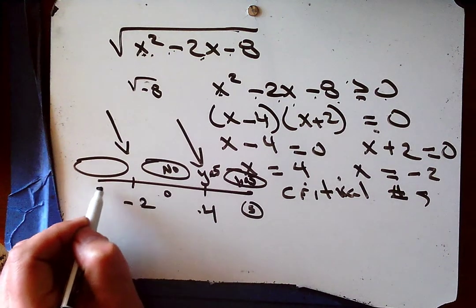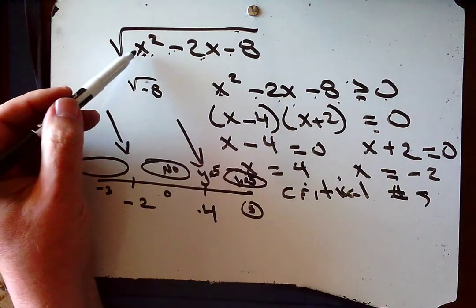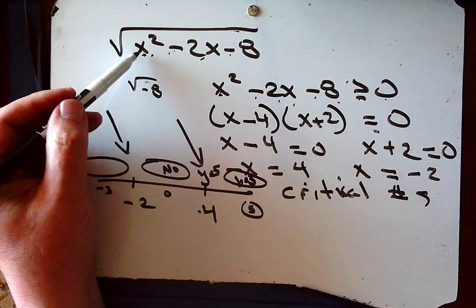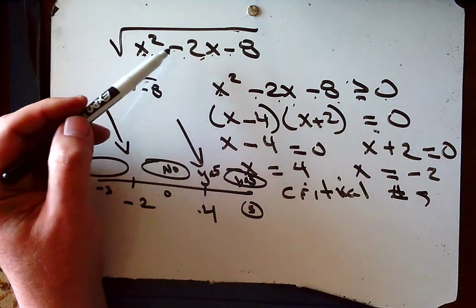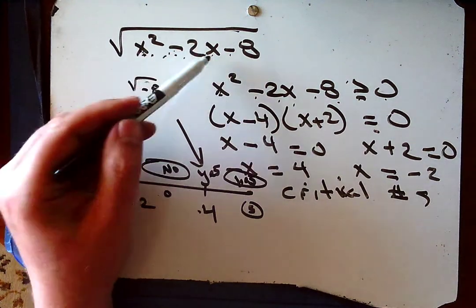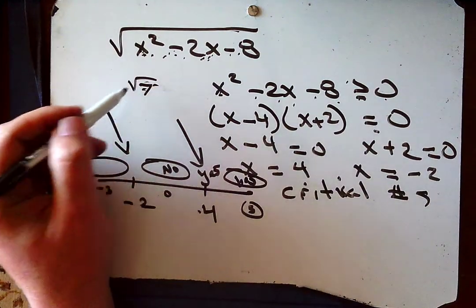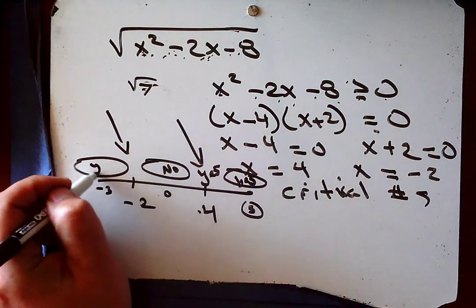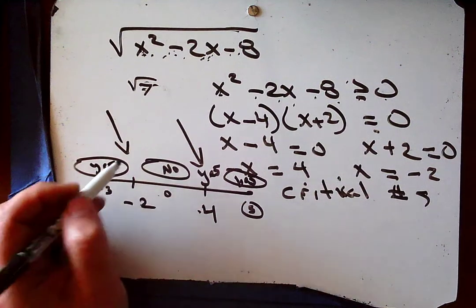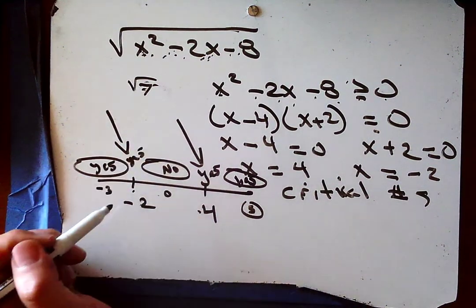And if I try something to the left of -2, like -3, -3 times -3 is positive 9. -3 times -2 is positive 6. 9 plus 6 is 15. 15 minus 8, that's positive 7. Yeah, square root of 7 is a real number, so that's a yes. And if I test -2, -2 works as well.